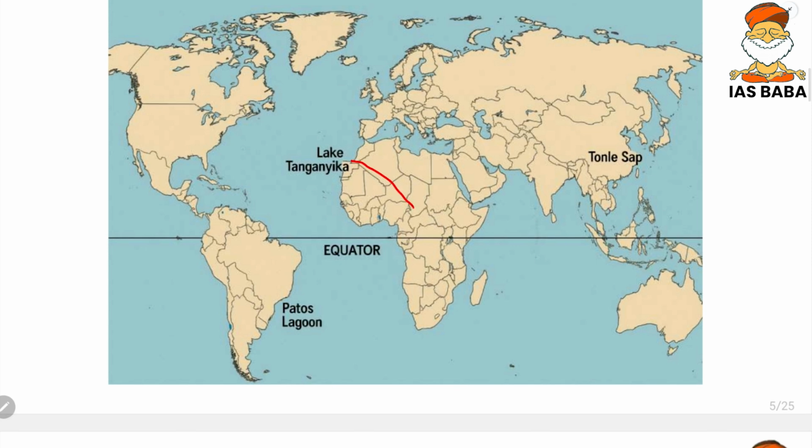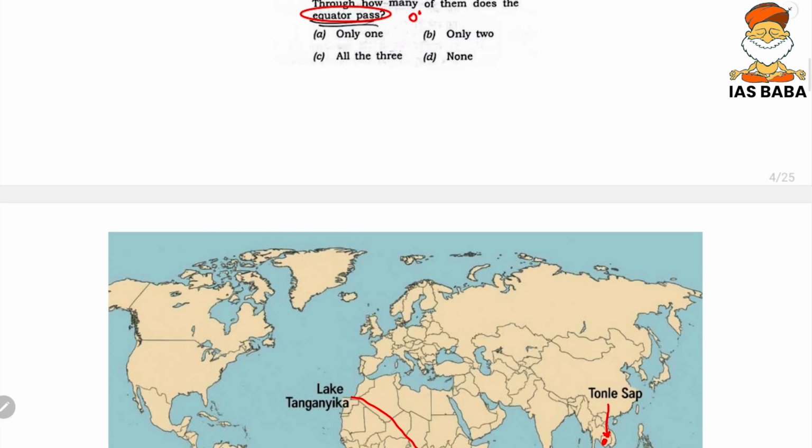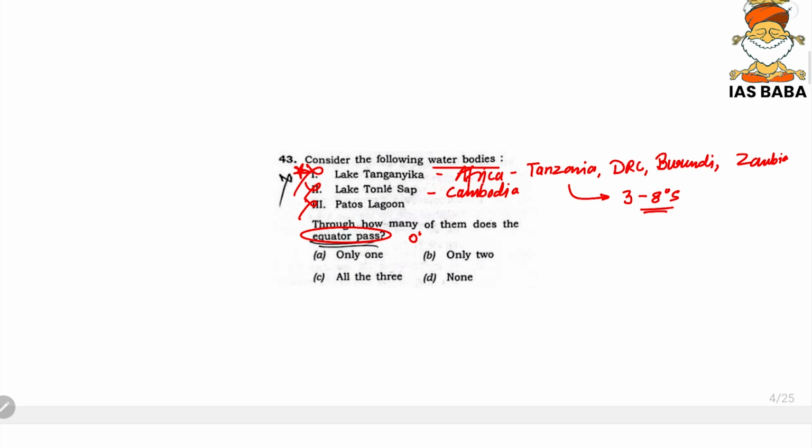So Lake Tanganyika is somewhere over here. Lake Tonle Sap is in Cambodia, it is here, which is very far away from the equator. And you can see Patos Lagoon, which is in Uruguay. So again, it is very far off. So none of these are lakes through which the equator is passing. So D is the answer over here, none.